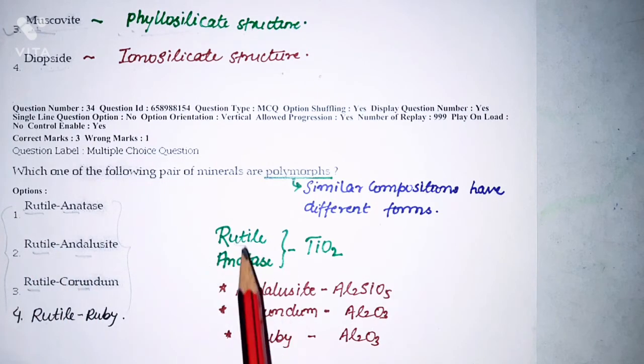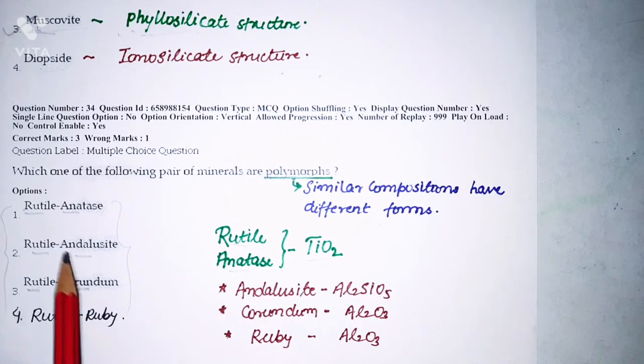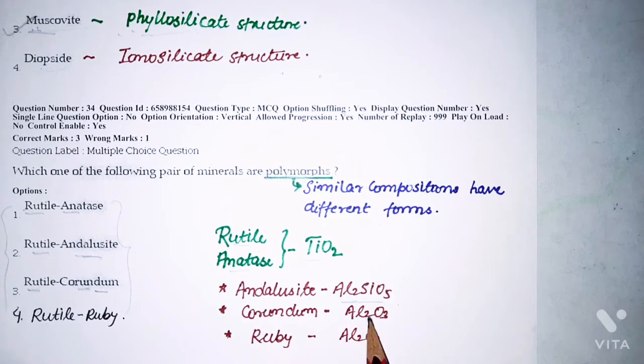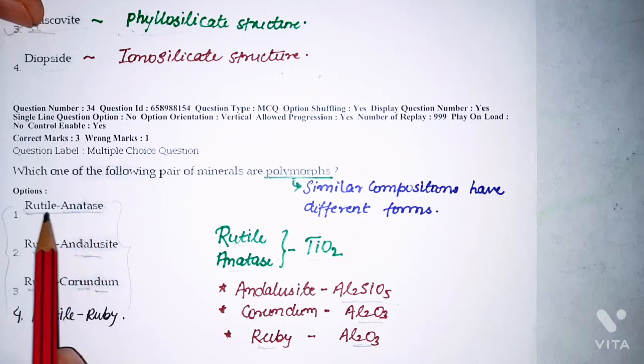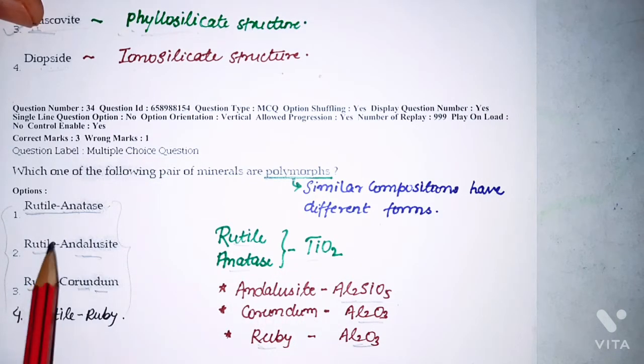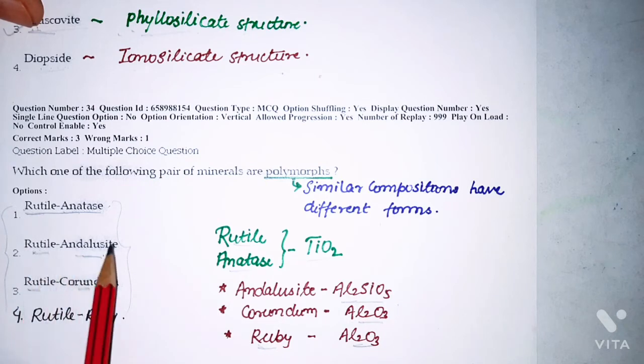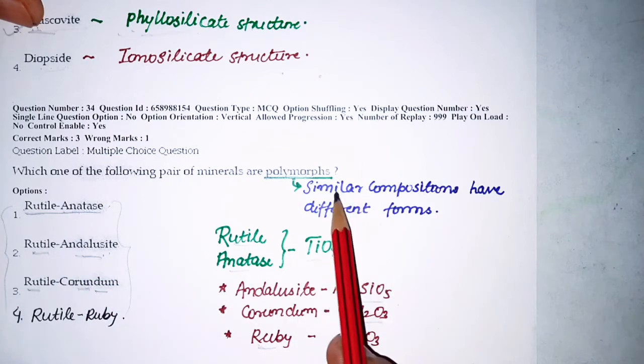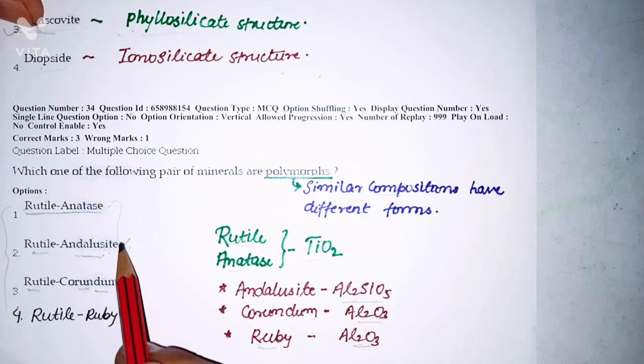So first one is rutile. Rutile and anatase both are titanium oxide, while andalusite is an aluminosilicate, Al2SiO5. Corundum is aluminum oxide, that is Al2O3, while ruby is a gem variety of corundum and it also has a similar composition as corundum. In the first pair, rutile and anatase are present. These have similar composition. Only by seeing composition, you can determine which of the following pairs of minerals are polymorphs. Because in case of rutile and andalusite, the composition is different, so it doesn't satisfy the first property of polymorphs, that these should have similar composition. So this is not the correct pair.